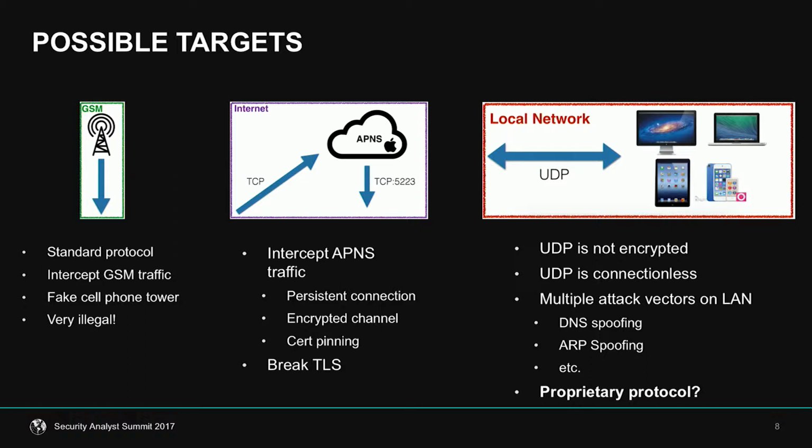On the right side, we have the GSM, but if I focus on that, it will imply that I have to somehow break GSM. It's a standard protocol. I can use a fake tower and all that stuff, but I leave that to the government. That's not what I want to do. I can also focus on the internet part, but in reality, what that means is I will have to break TLS. And because it's a persistent connection and a crypto channel, they use cert pinning. So I leave that to the crypto gurus in this case. So I'm just left with the local network part.